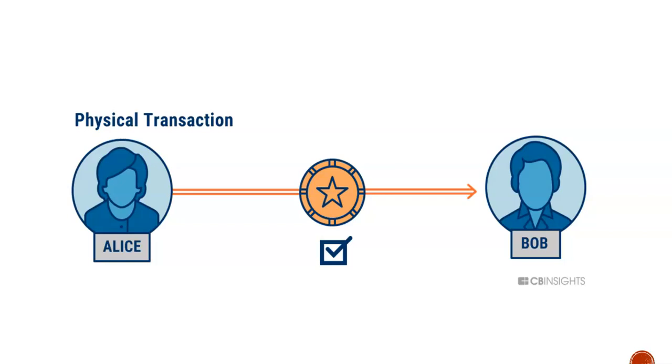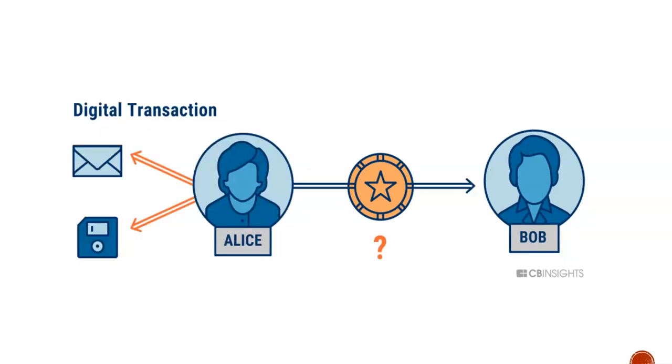Usually, when we want to give money to someone, we do a physical transaction. That is, we hand over the money directly to the person. So let us assume Alice wants to send some money to Bob. If it is physical money, she can hand over the money directly to Bob. But what will happen in the case of a digital transaction?